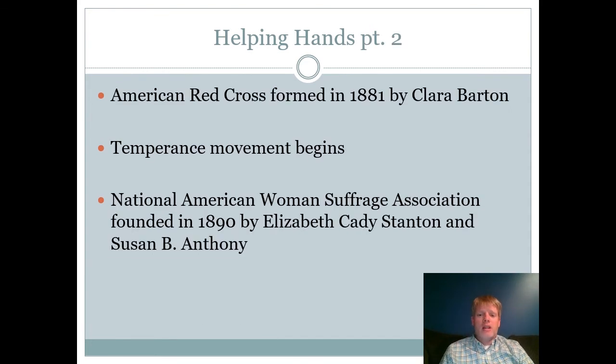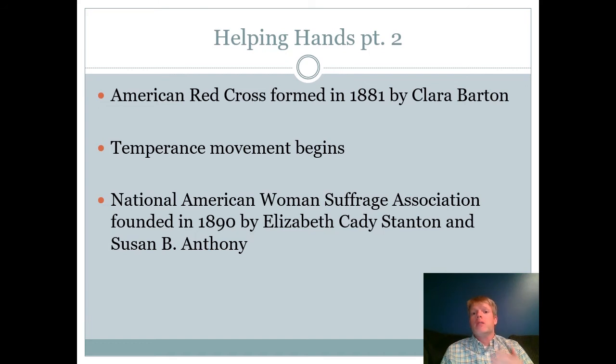Other helping hands that are established kind of in the same time period, the American Red Cross is formed in 1881 by Clara Barton. The temperance movement begins. Temperance is an anti-alcohol movement. It's widely believed that alcoholism is one of the greatest causes of kind of criminal activity and ne'er-do-wells, especially in poorer immigrant communities. And so there's a big movement to ban alcohol in the late 19th century.